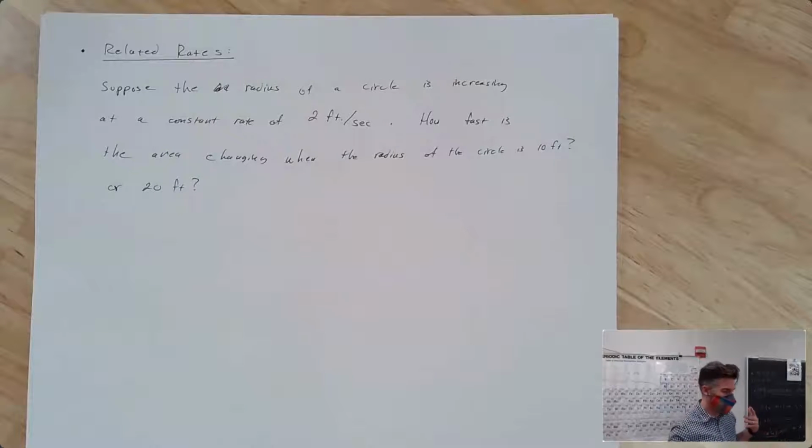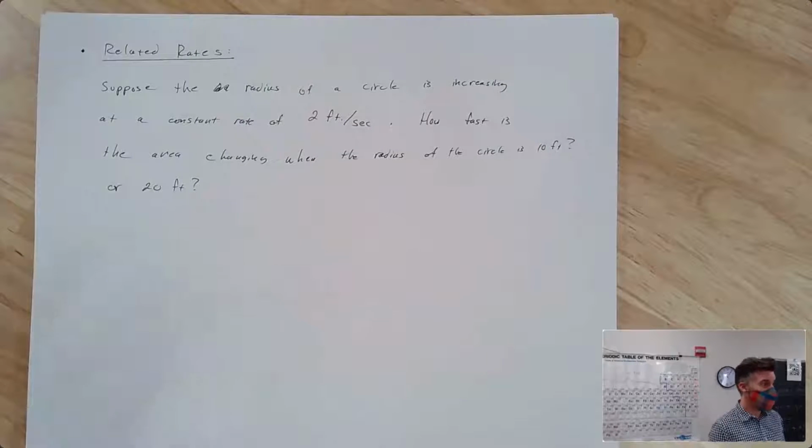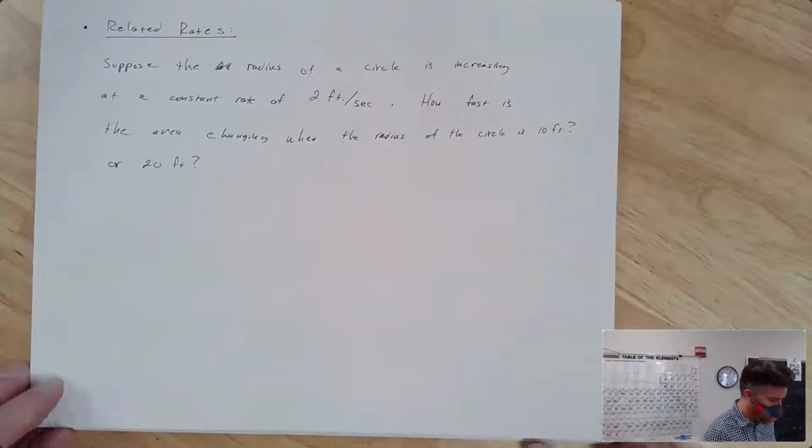And the idea here is, the reason it's called related rates is because we really have rates that are related. We're being told that the radius is changing at some rate, right? 2 feet per second. So it's getting larger and larger every second. We're being asked, what's the rate of change of the area at some particular moment? And just to give you an idea what's happening here, right?